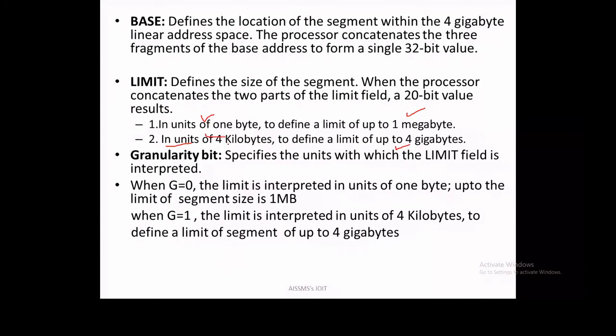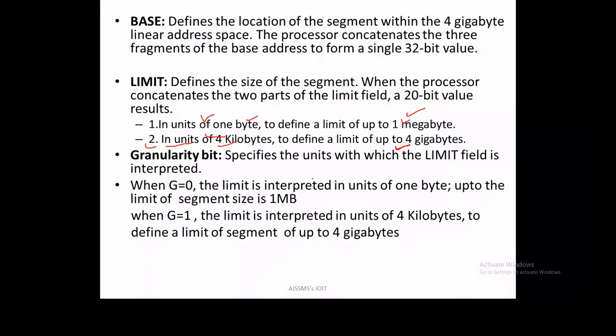4 kilobytes. Why 4 kilobytes? Because in the paging mechanism one page is of size 4 kilobytes. That's why this second type is there for the size of the segment. So the size of the segment may vary from byte to byte, up to 1 megabyte. If the smallest unit is 4 kilobytes, then the segment size can be extended to 4 gigabytes.